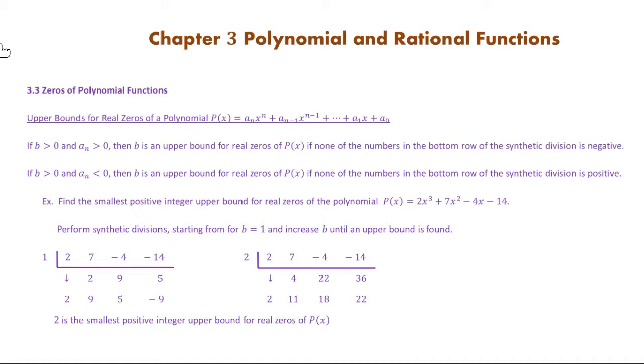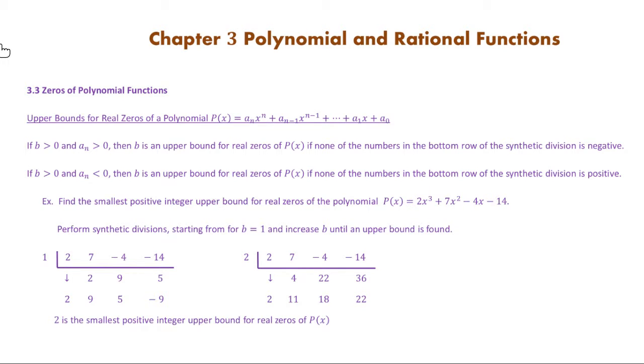What if the leading coefficient a_n is negative? Then you also do this division for the polynomial with a positive number b. And this time you look at the bottom row. If none of the numbers in the bottom row of the synthetic division is positive, then we can claim b is an upper bound for the real zeros of p. So again, you can say that all the solutions of this polynomial equation will be less than or equal to this number b if none of the numbers in the bottom row of the synthetic division is positive. They could be 0 or negative. So that's for the case a_n less than 0, the leading coefficient of the polynomial is less than 0.